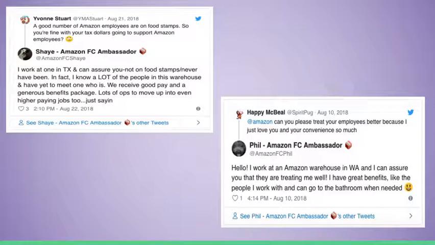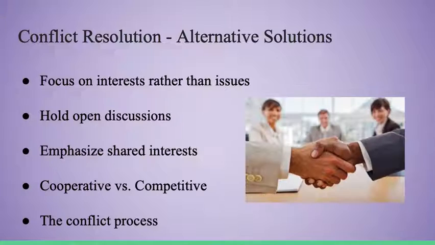Another ambassador came to Amazon's rescue, defending their benefit package and treatment at the facility, and he also threw in the fact that he and his coworkers can also go to the bathroom when needed. So seeing how Amazon had approached these issues, it's clear that they wanted to wash their poor image with the community and also better their reputation. Of course, there are some ways they could have approached it differently, and Sam here is going to tell you a little more about that.